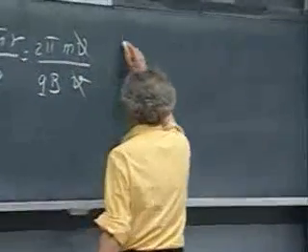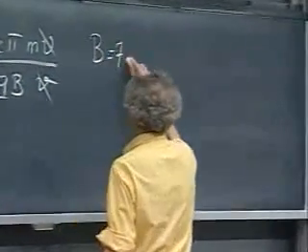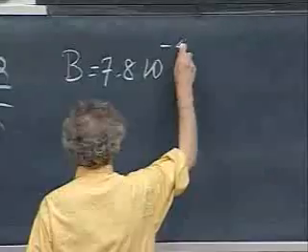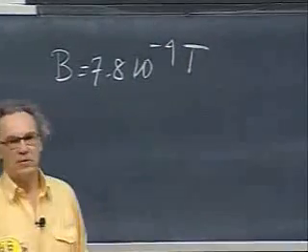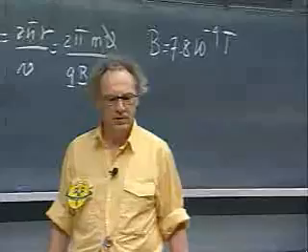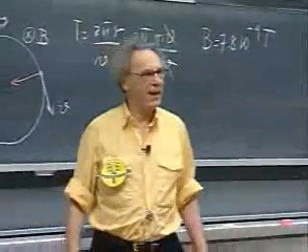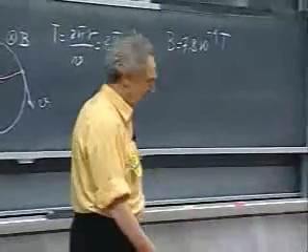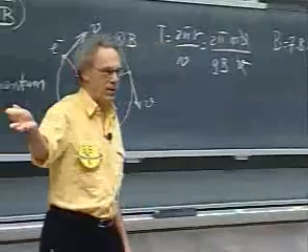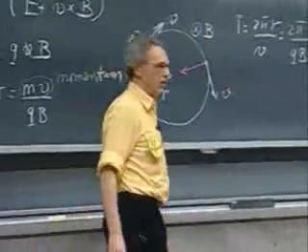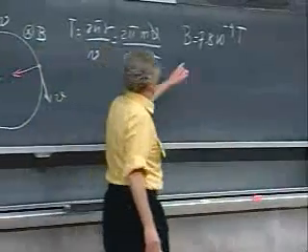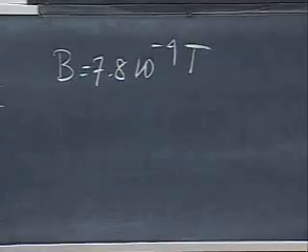Suppose I have a magnetic field B, which is 7.8 times 10 to the minus 4 Tesla. Now I know what you're thinking. You're thinking, why the hell do you take this crazy value? There's a reason for that, because I have a demonstration here, and the magnetic field is 7.8 times 10 to the minus 4 Tesla.